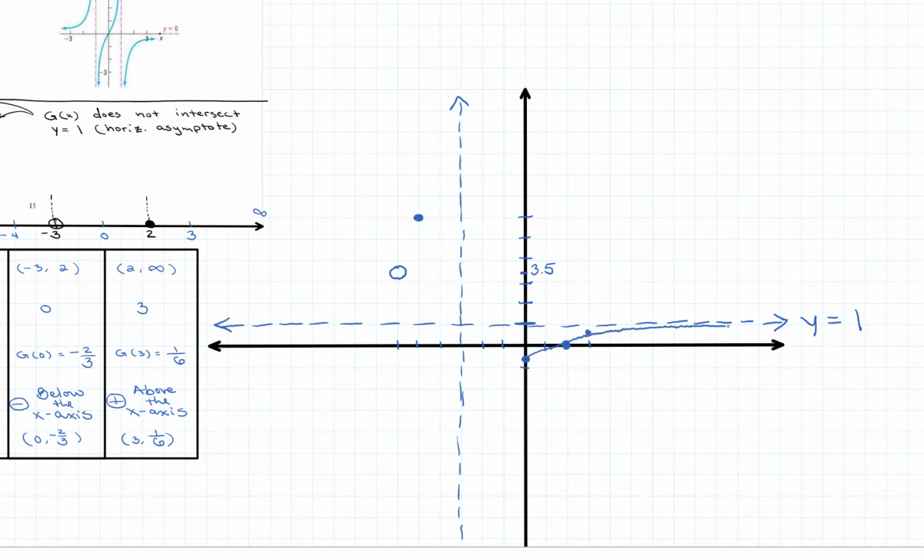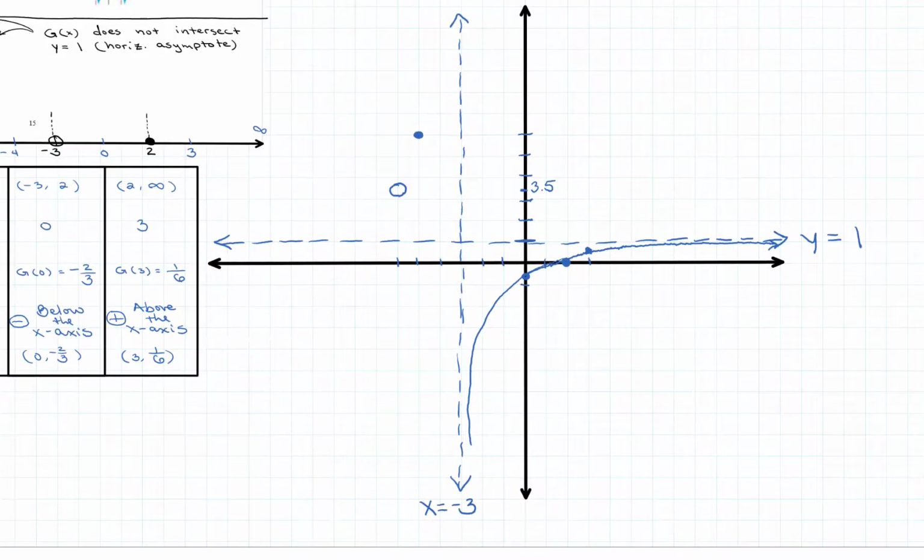Now, since I know it's not going to cross y equal to 1, because I went through all the trouble of looking for that point of intersection and I didn't find one, I'm just going to make it go very close to my asymptotes. It's going to get very close to my vertical asymptote. It's going to get very close to my horizontal one, but it's not going to touch. I'm going to label my ordered pairs for my points right here.